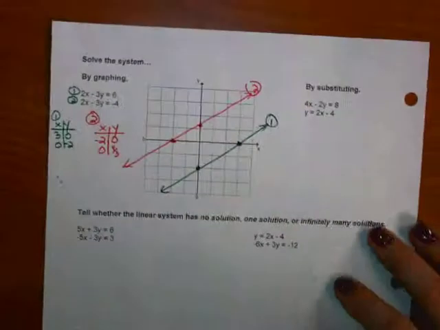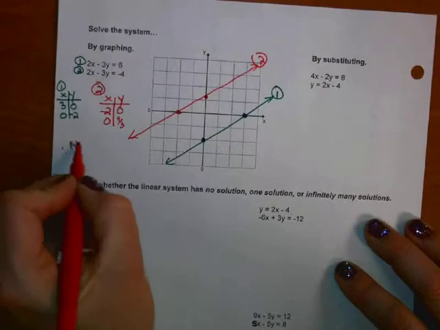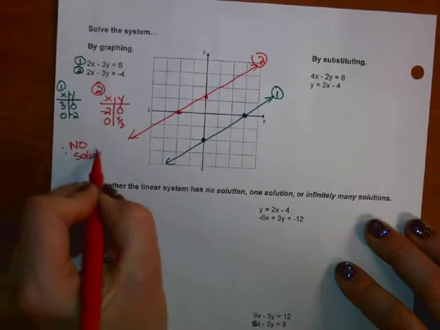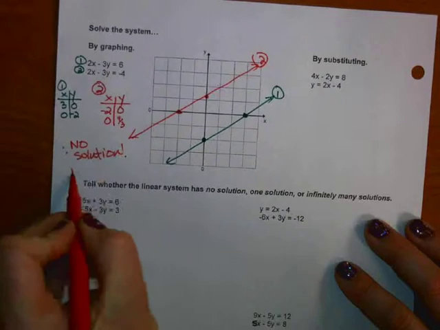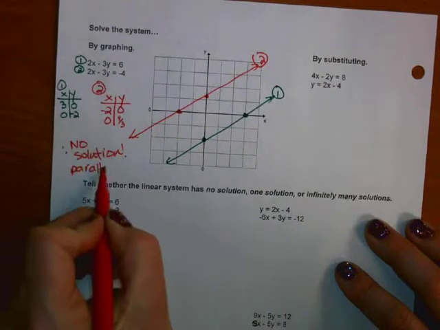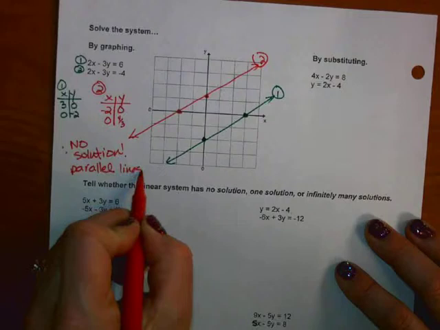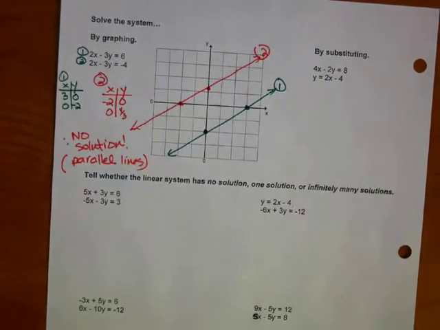What do they look like? They appear to be what? Parallel. They appear to be parallel, so there is no solution. Parallel lines. So that's what you say. You can't come up with an answer. You just say no solution. You solved it.